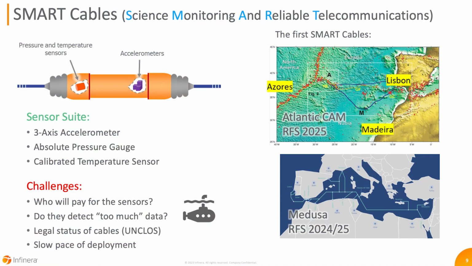Then we have the smart cables. The acronym stands for Science Monitoring and Reliable Telecommunications. The idea here is to deploy sensors in the repeaters of the current subsea cables: a 3-axis accelerometer, an absolute pressure gauge, and a calibrated temperature gauge.